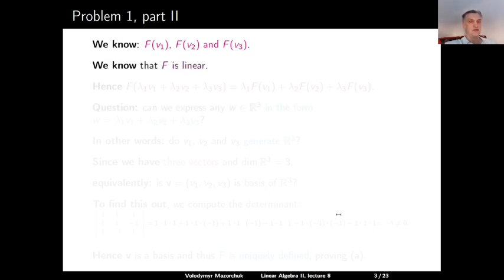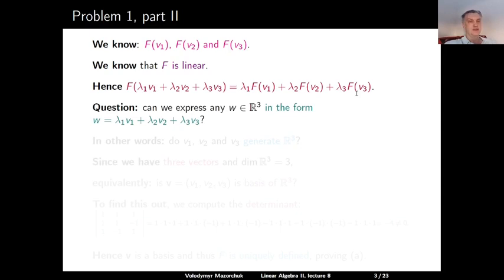Since we also know that F is linear, then for any vector of the form lambda 1 V1 plus lambda 2 V2 plus lambda 3 V3, from the linearity of F we deduce that the value of F at this linear combination is equal to lambda 1 times F(V1) plus lambda 2 times F(V2) plus lambda 3 times F(V3). So, knowing the values of F at V1, V2, and V3, we can find the value of F on any linear combination of these three vectors.